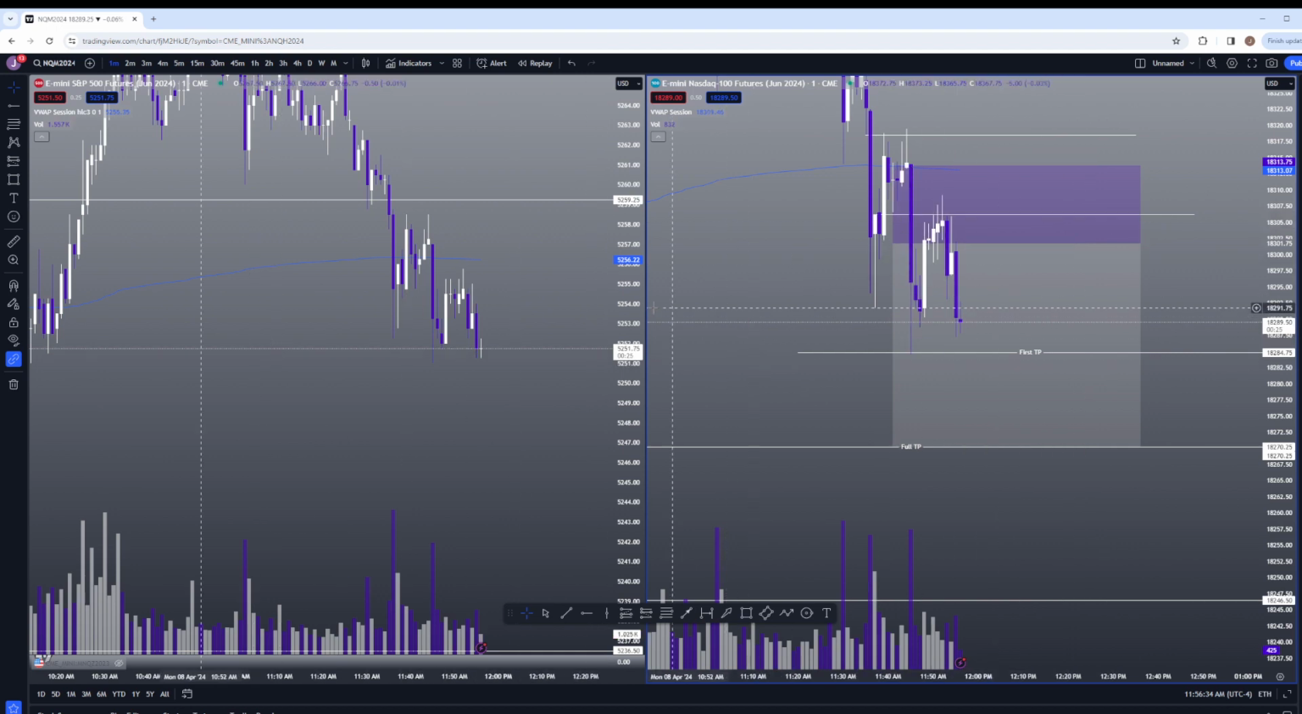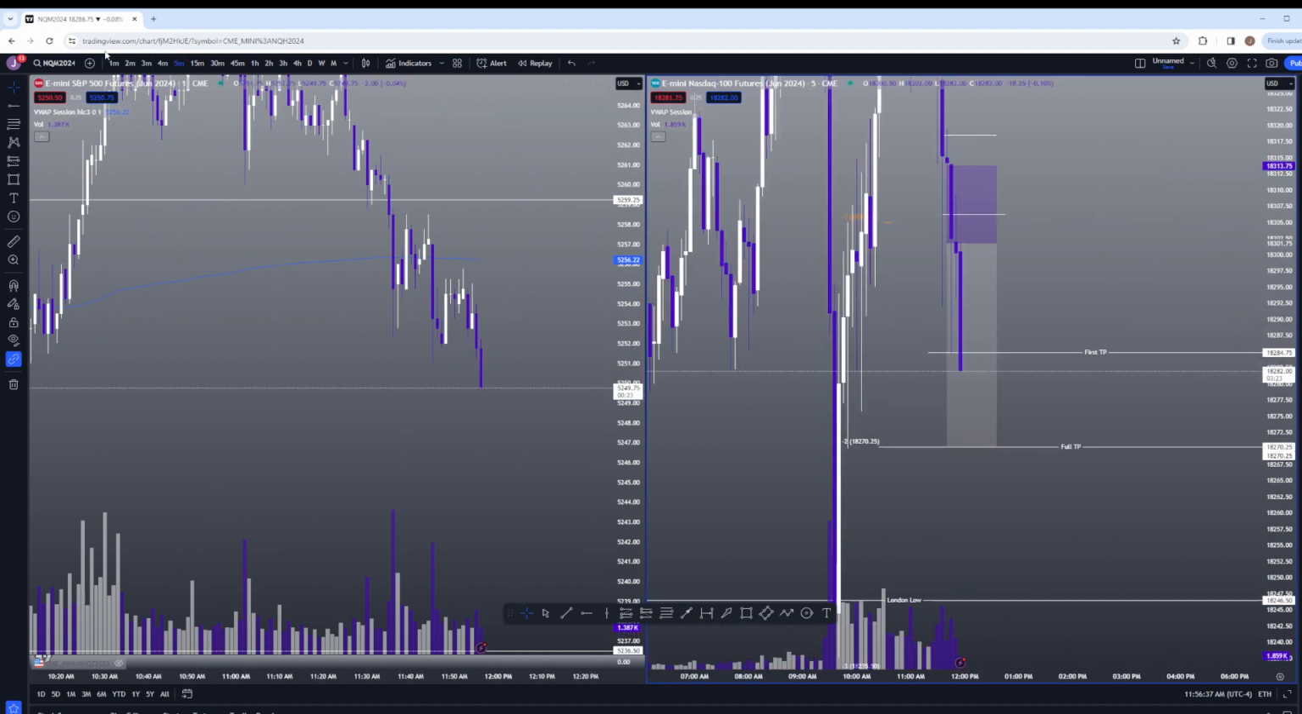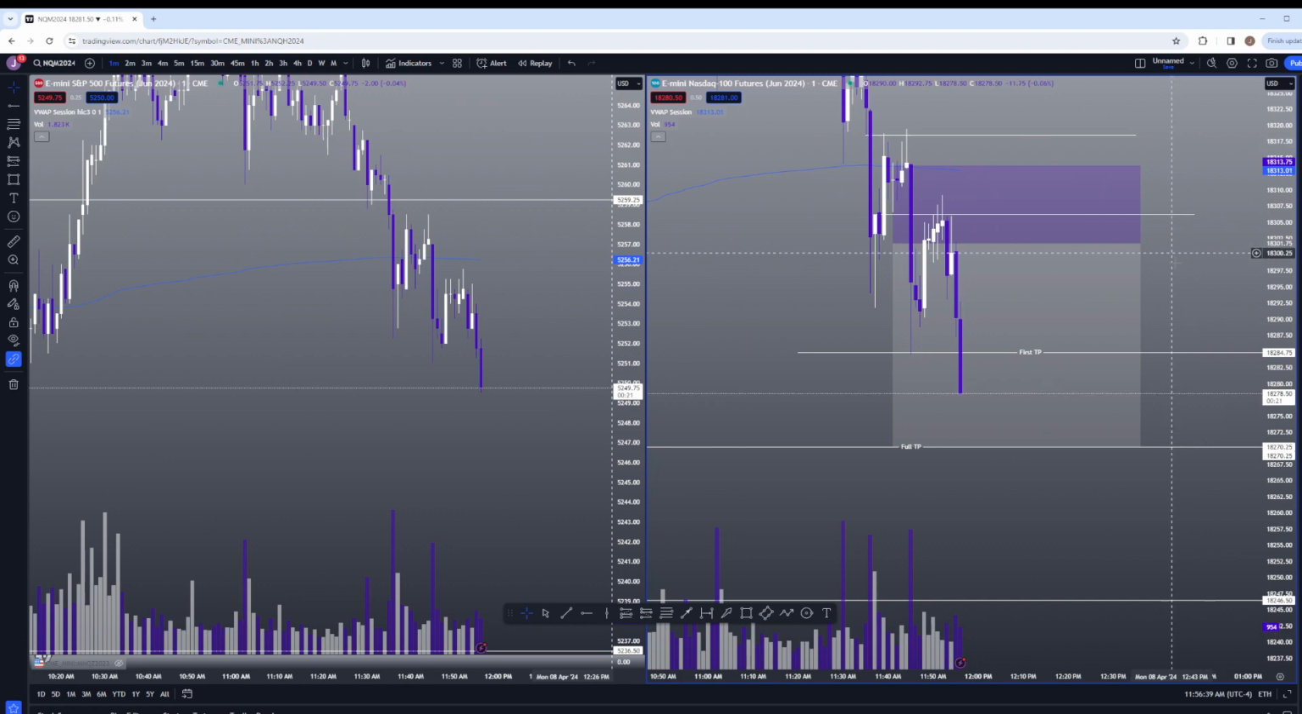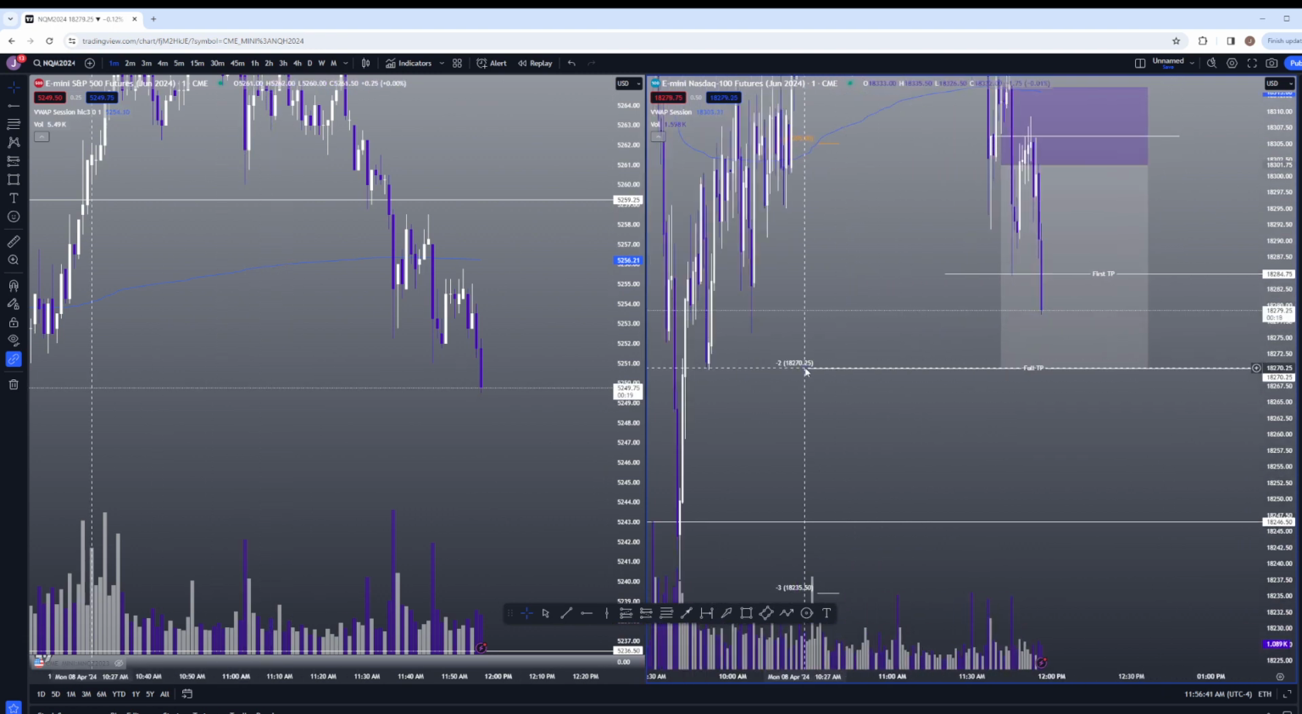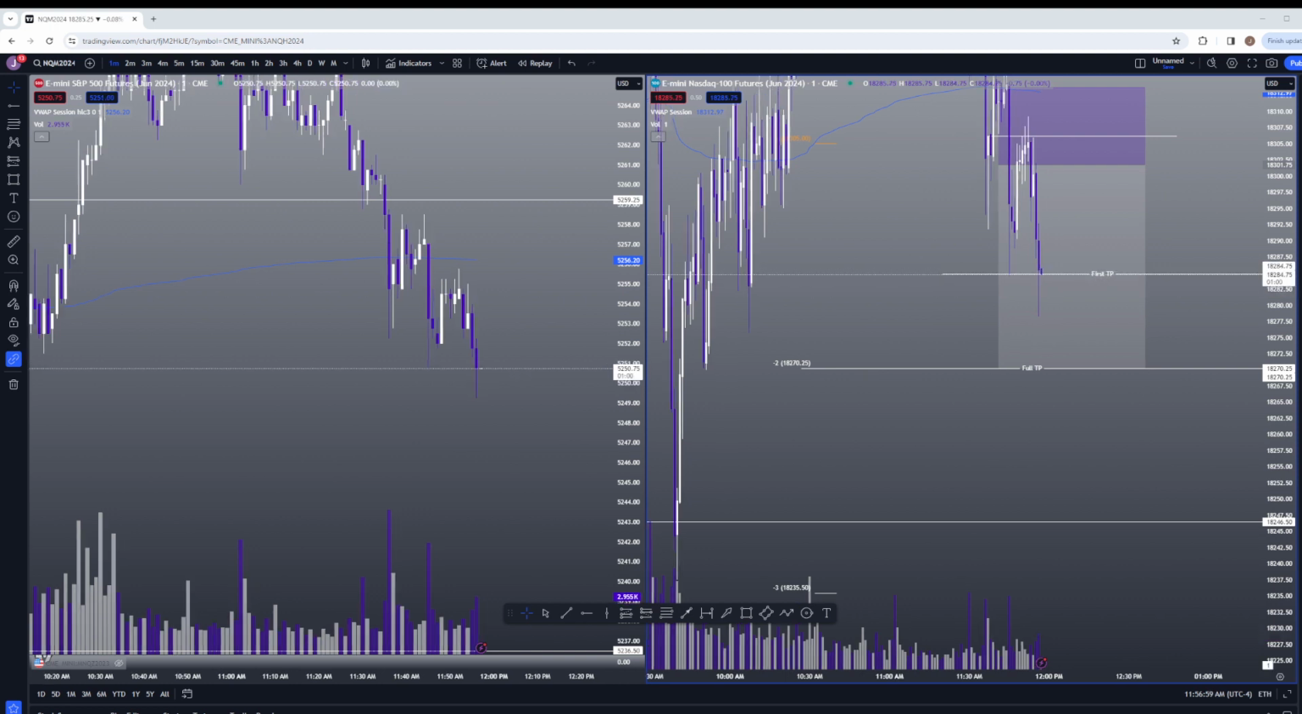I love that last 1 minute candle we had. 5 minute looks good. Look at that. First TP just got ran through. We're good. I might keep holding this, guys. I might sell at second standard deviation. We'll see what happens here. So I'm still holding this.